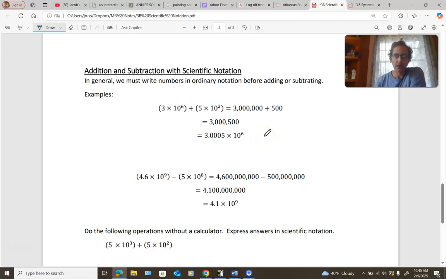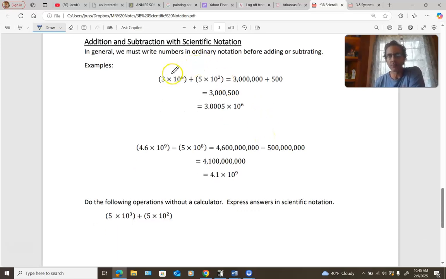word problems. Okay, so with addition and subtraction, this may seem a bit backwards or unproductive. But if you have two numbers expressed in scientific notation like we have here, you actually convert them to ordinary notation, and then you add them, and then convert that sum back to scientific notation. Regardless of whether it's addition or subtraction, the procedure is the same. So we're going to do one ourselves.